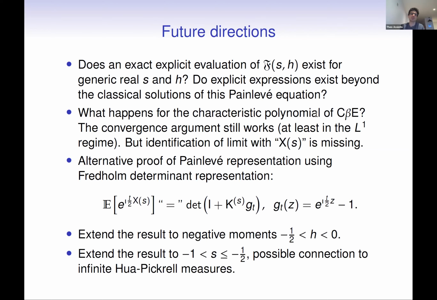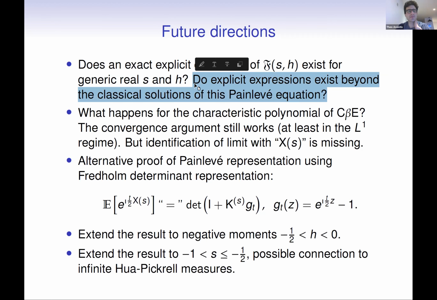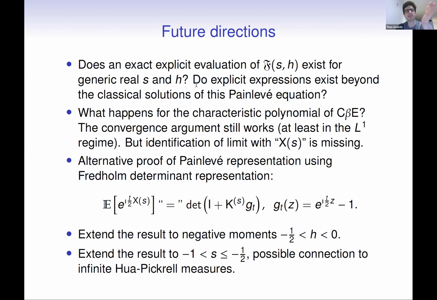Basically, this should also boil down to whether we have an explicit expression for solutions that are not these classical solutions of the Painlevé equation. I don't know. I think there are some things in the literature where people study asymptotic expansions and so on, which are much more complicated than the expressions I showed you, which are already complicated. We thought about that, but it doesn't seem like what we need in our case. But maybe it's possible to have an explicit expression for general S and H.